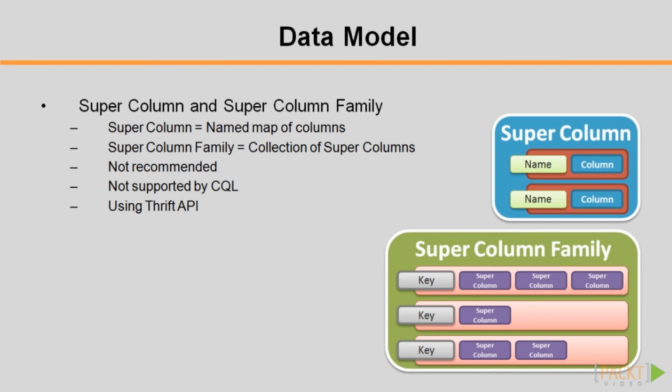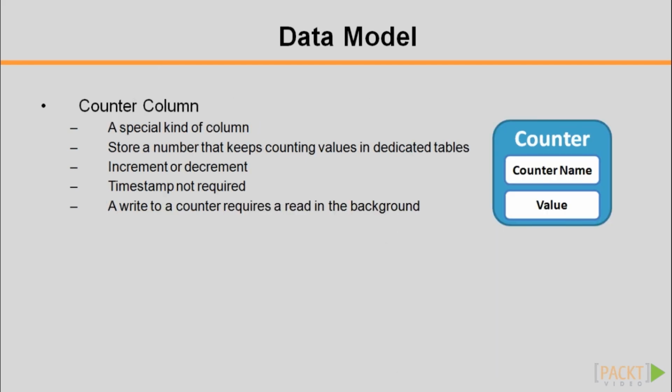Next, we talk about supercolumn and supercolumn family. Supercolumn is just a named map of columns, whereas supercolumn family is a collection of supercolumns. However, they are not recommended, since they are not supported by the Cassandra Query Language (CQL) and must be accessed by using Thrift API. Column family is enough in most cases, and so supercolumn and supercolumn family are only for your reference. Finally, counter column.